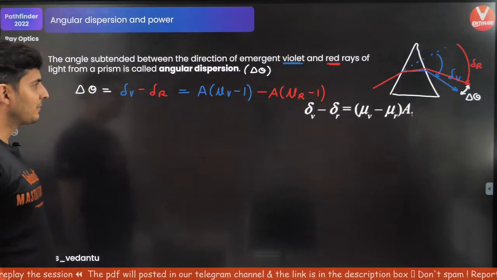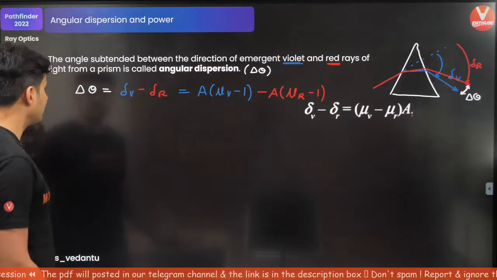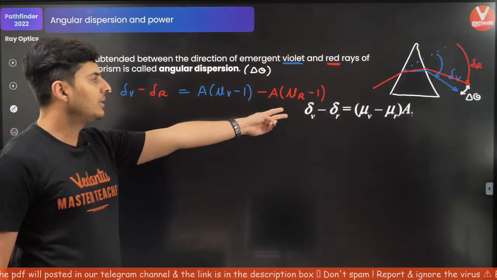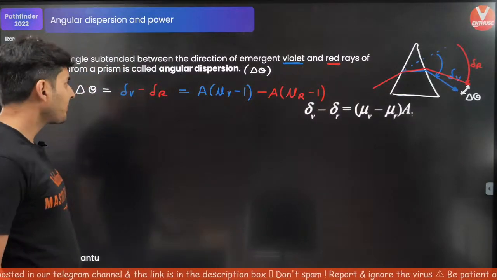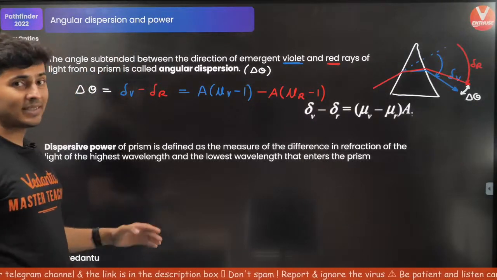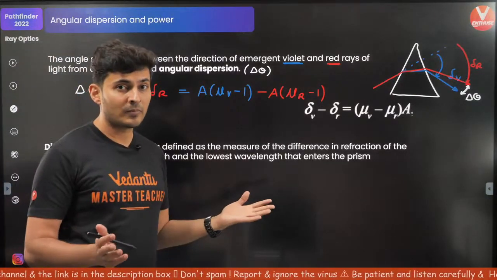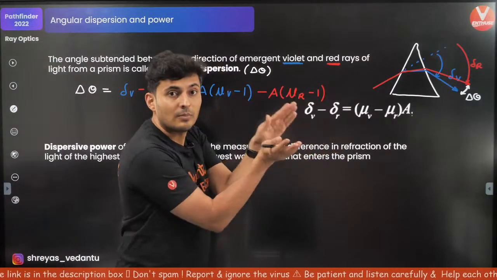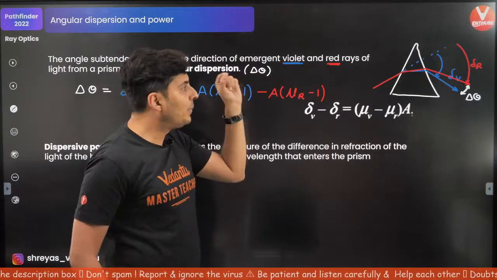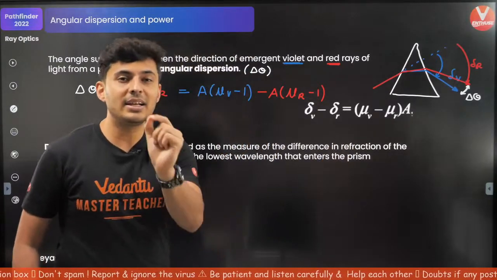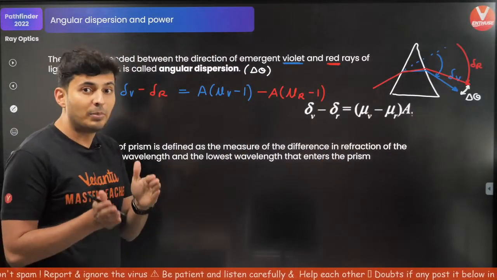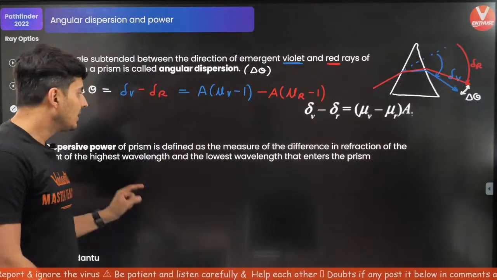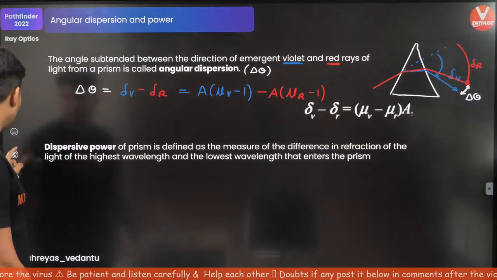Hello, Umesh, join in. Is that clear, my warriors? How you got this formula? This is the angular dispersion. Now, the next concept is dispersive power. It spreads, but how much does it spread per unit average deviation? Per unit average deviation. That is called the dispersive power.